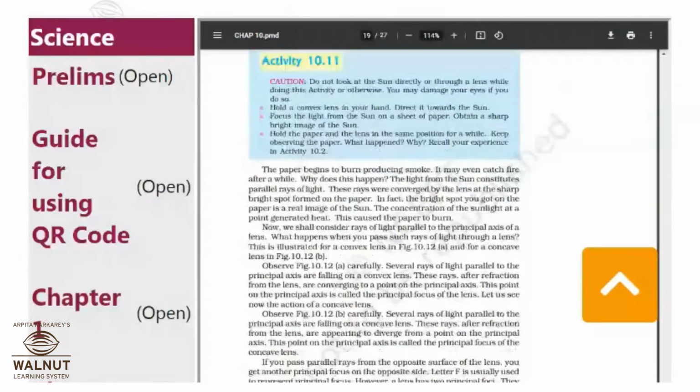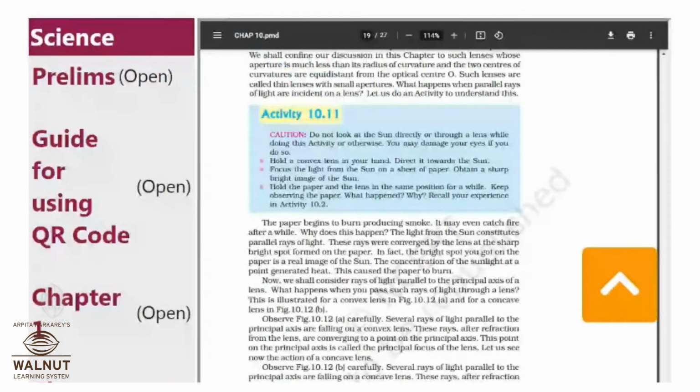So what happens is, if you take the focus of the light from the sun on a sheet of paper, you will obtain a sharp, bright image of the sun on the paper. And then if you hold the paper and the lens in the same position for a while, what happens to it? The paper begins to burn, which will produce smoke.